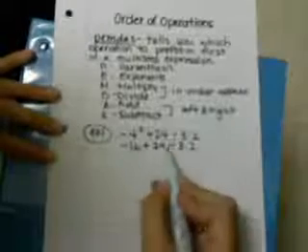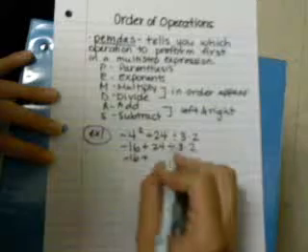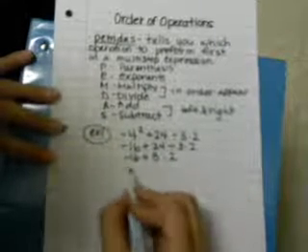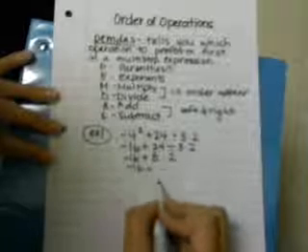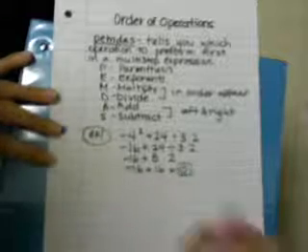The next thing we see as we go through is the division and then the multiplication. So we're going to recopy the negative 16. 24 divided by 3 is 8. And I'm recopying the 2. I need to do the multiplication. 8 times 2 is 16. And negative 16 plus 16 is 0. And that's my final answer.